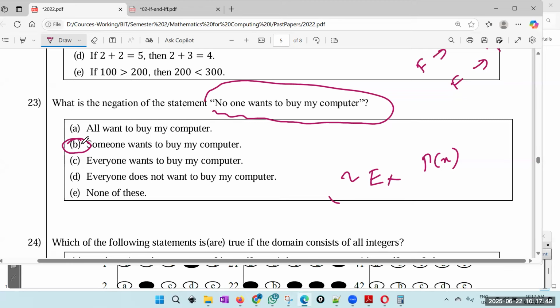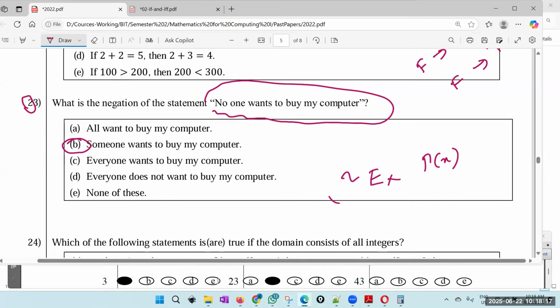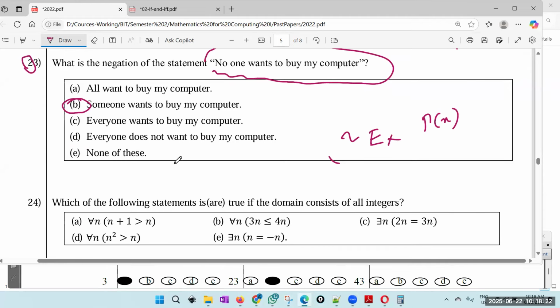So it doesn't mean that the negation of "no one wants to buy my computer" is "all want to buy my computer." Everyone wants to buy my computer? No. Everyone doesn't want to buy my computer means again no one wants to buy my computer. None of these. So I'll go for B anyway. These are a little bit fuzzy logic. My gut feeling says it should be B. Yeah, it is B.